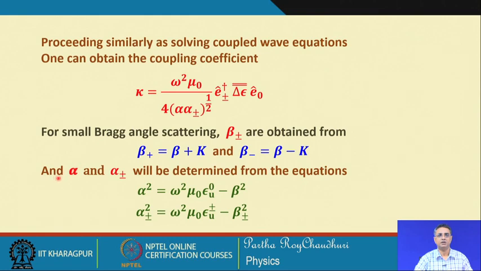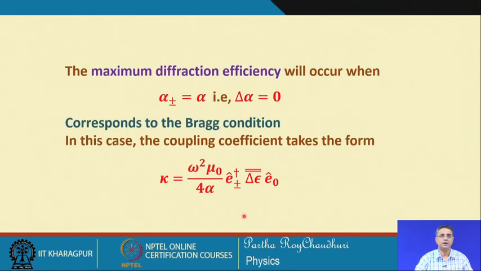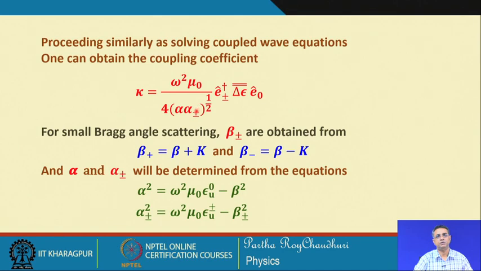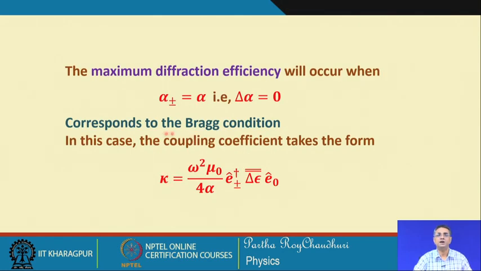So, alpha and alpha plus minus will be determined from these conditions. This also we have seen repeatedly, that alpha square must be equal to this minus this, and alpha plus minus will be the same quantity, but for the plus or minus order diffracted wave. Now, the maximum diffraction efficiency will occur when alpha plus minus is equal to alpha and delta alpha equal to 0. This condition we have seen earlier also, and in that case alpha plus minus will become only alpha. So, you get the coupling coefficient under the Bragg condition, which will be just omega square mu by 4 alpha and this quantity, which will be a scalar again.